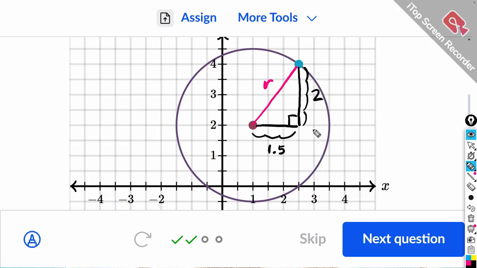And then you just use Pythagorean theorem, a squared plus b squared equals c squared. Solve for the hypotenuse. And r squared is what you would use in the equation. In fact, you wouldn't even solve for r. You would just solve for r squared in the equation. This would be c squared if you want to do it that way.